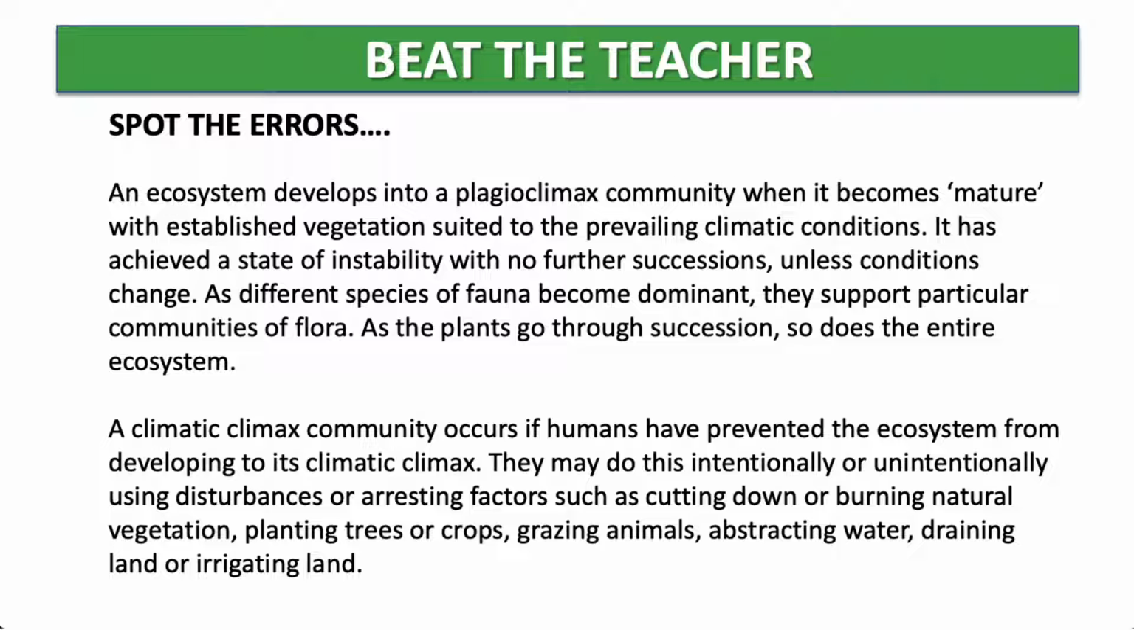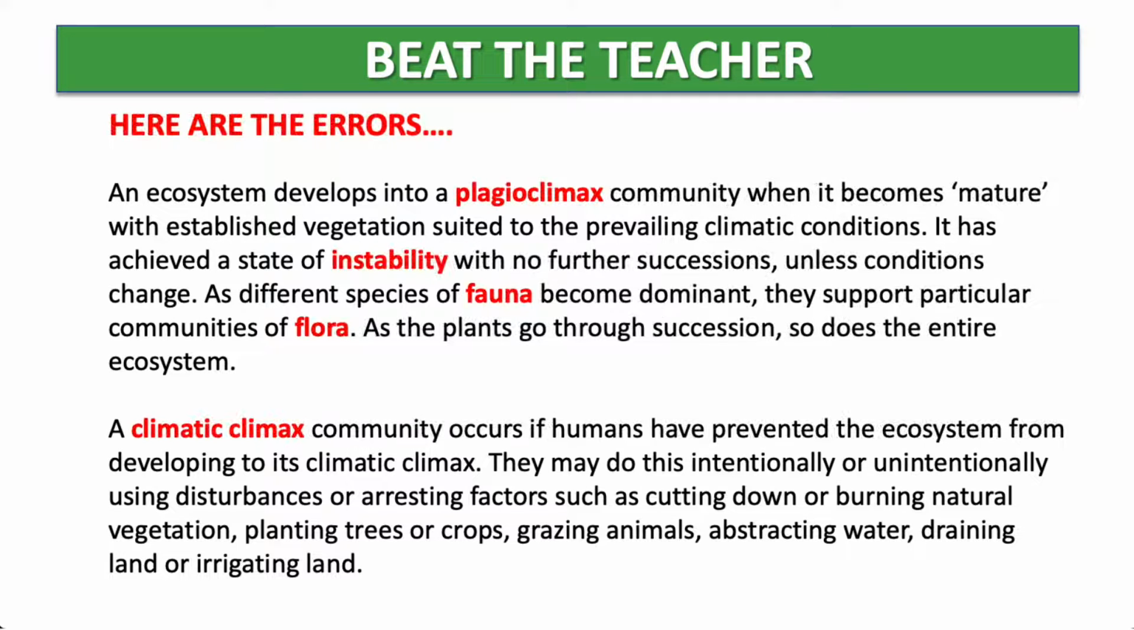Okay, so what is it that is erroneous in these paragraphs? Let's take a look. So in the first paragraph, you've got the word plagioclimax is wrong. The word instability is wrong. The word fauna is wrong. And flora is wrong. They're the 4 errors in the first paragraph.